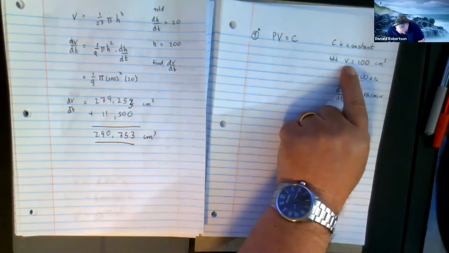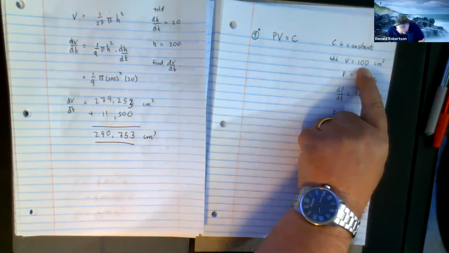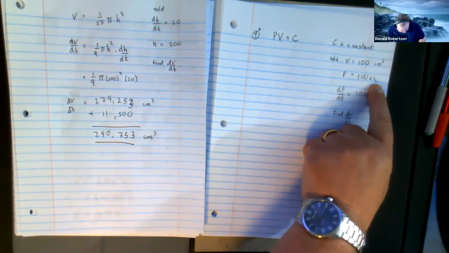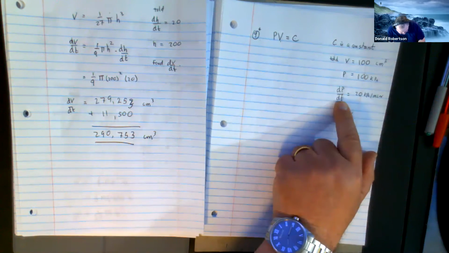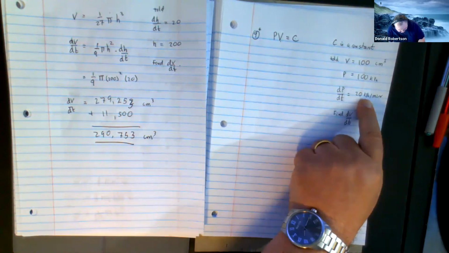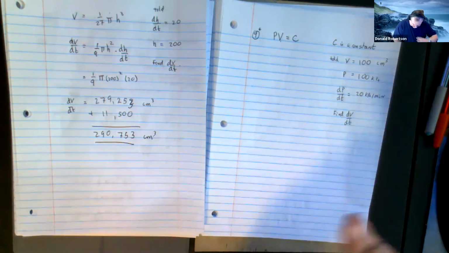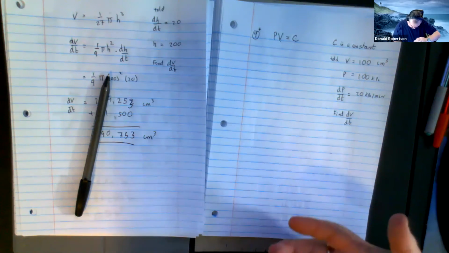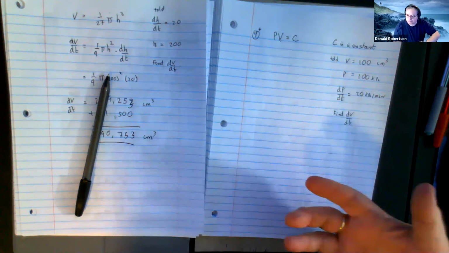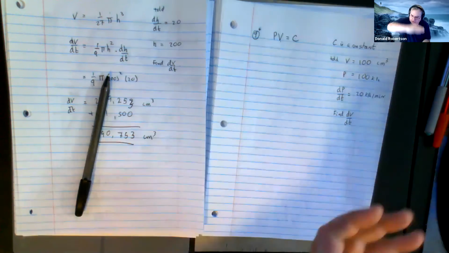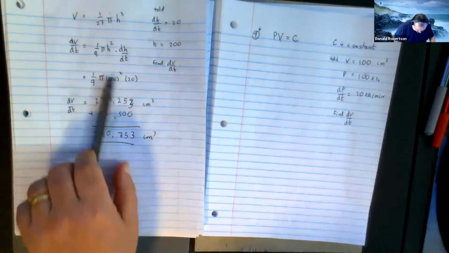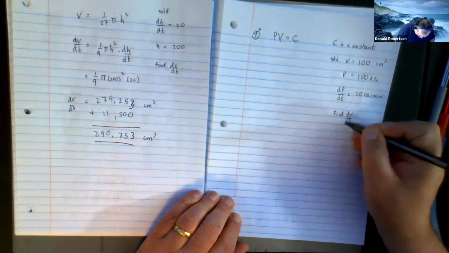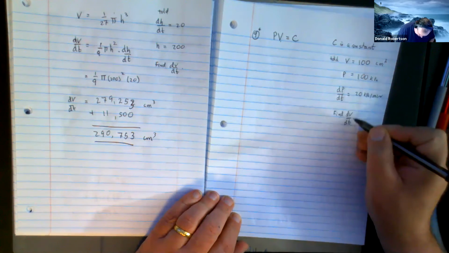You are told that in this story, the volume is 100 cubic centimeters and that the pressure is 100 kilopascals and that the rate at which the pressure is changing is 20 kilopascals. So we've got this contained gas and we're pressurizing it, which would be, I guess, having a piston and crushing it. And we're going to see what happens to the volume in this world. And what we're interested in is this guy.